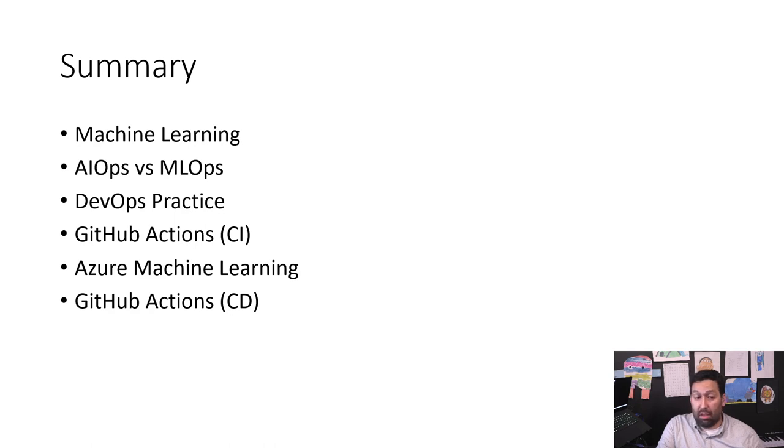Okay, little summary for y'all. We talked about machine learning. We did AI ops versus ML ops, and we even did a little data ops because, you know, we try to round everything out. We did GitHub Actions with continuous integration on code change. Notice it actually told Azure Machine Learning Service to run an Azure Machine Learning pipeline to generate a model.